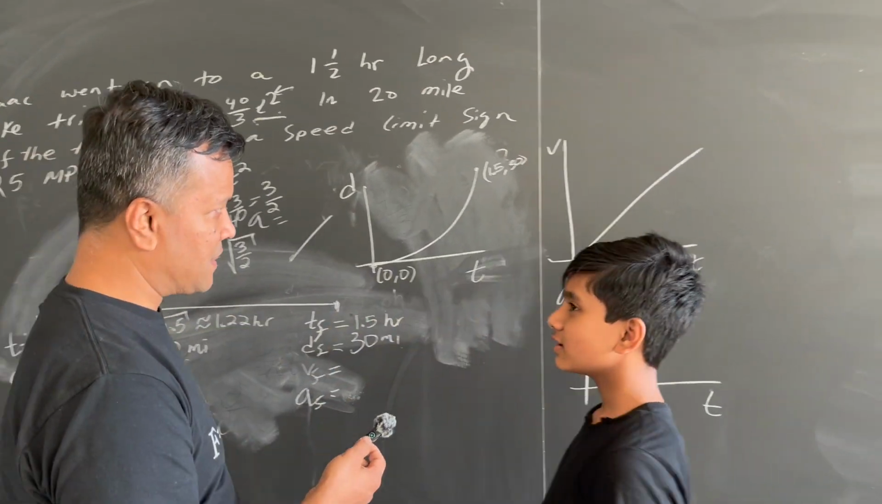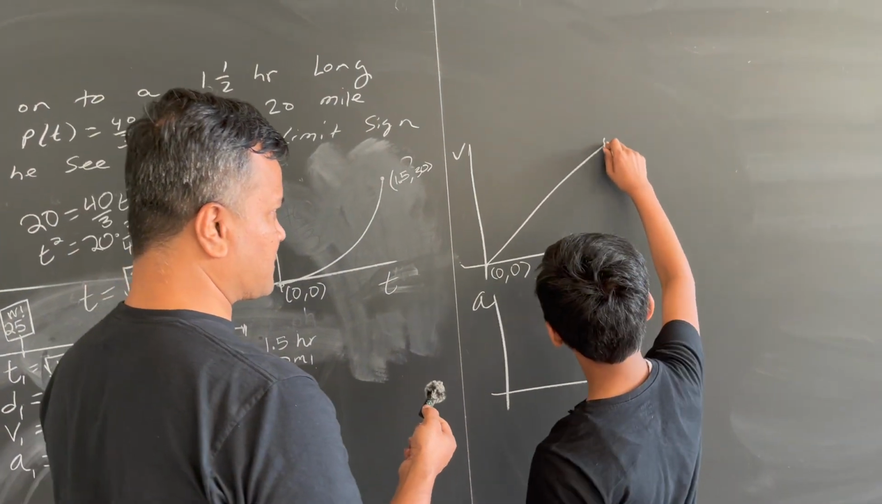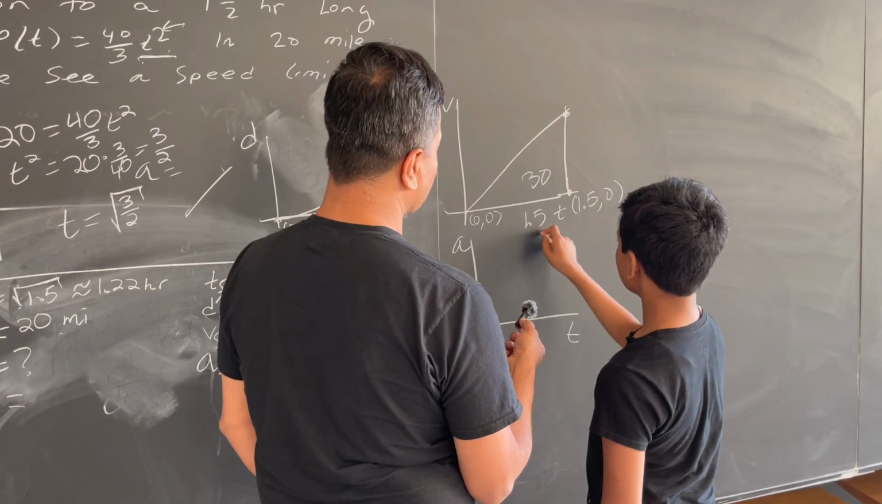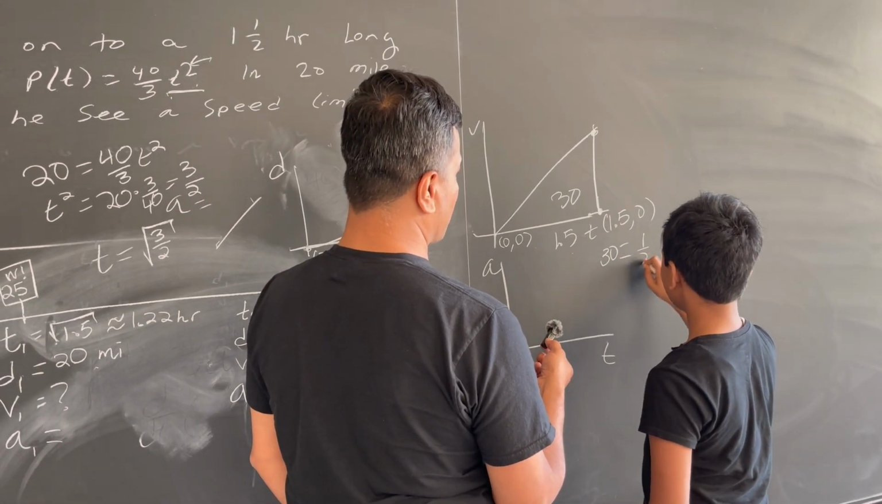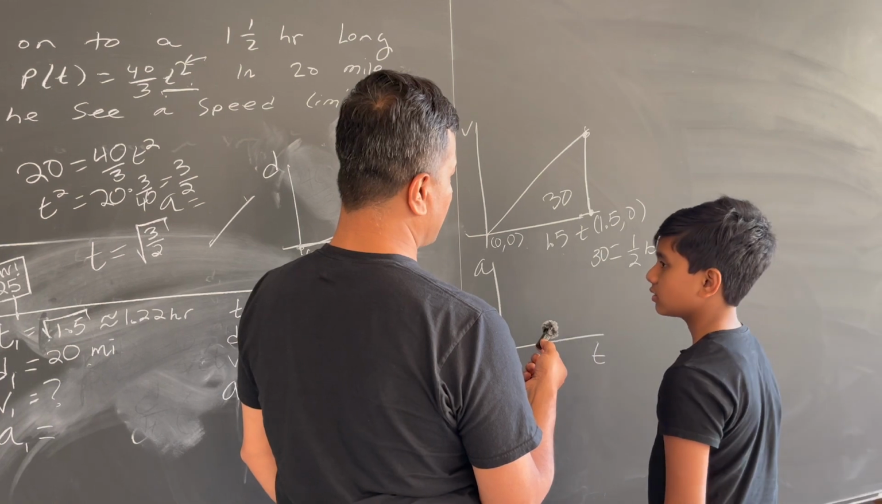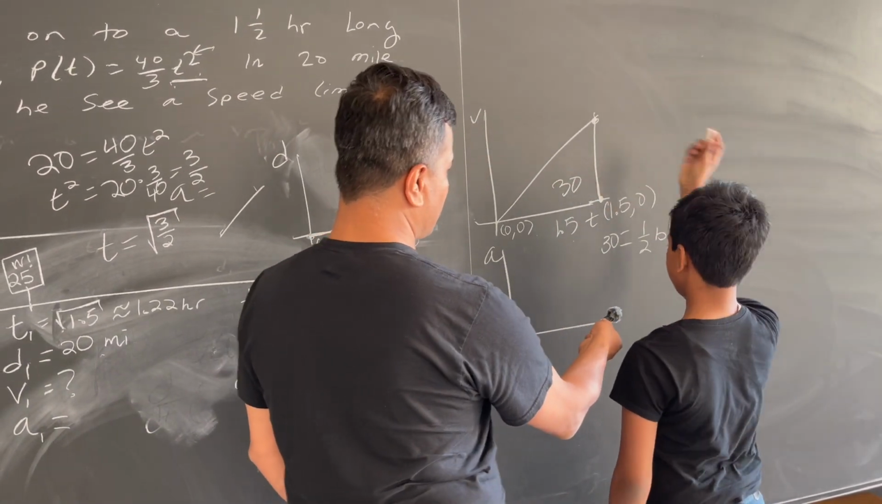Use geometry. Area under the VT graph is the distance. You are correct. Through those means, that should mean that if this is 30, write the equation. What equation? All right. We know that the area under the curve is 30. Far, so good.